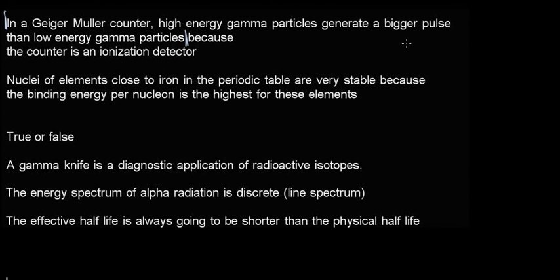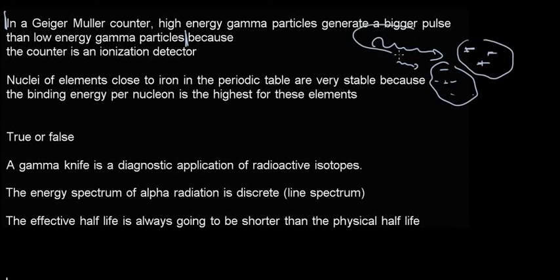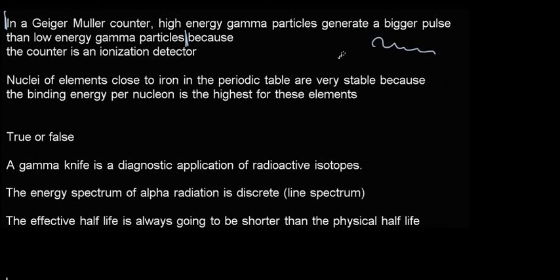It doesn't measure the energy of the incident particles causing ionization. If I have a super energetic gamma ray and maybe a less energetic gamma ray, they're both going to cause ionizations, right? And I can measure these ionizations. This is what I measure. I can't measure this. So it is incorrect to say that a Geiger Müller counter is going to show me the different energy levels. A higher energy gamma particle is not going to generate a bigger pulse. I'm not going to get a bigger pulse. All I'm going to measure is ionization.